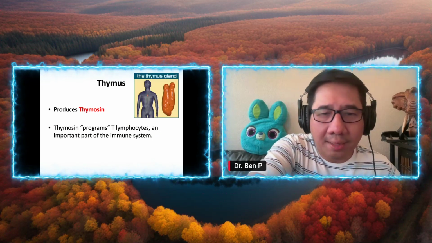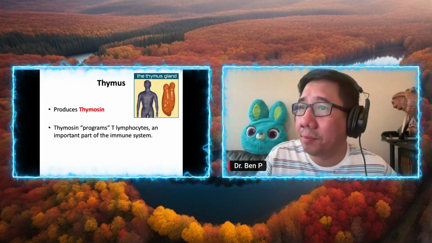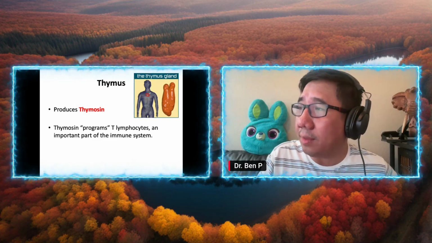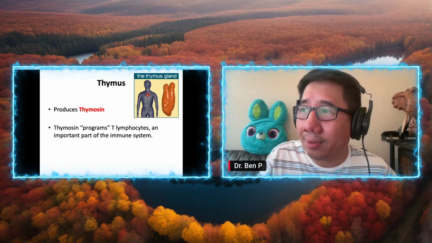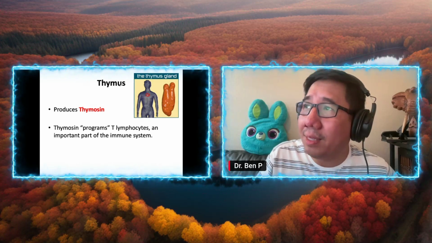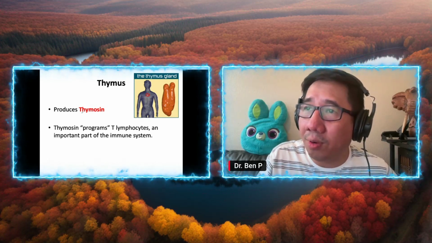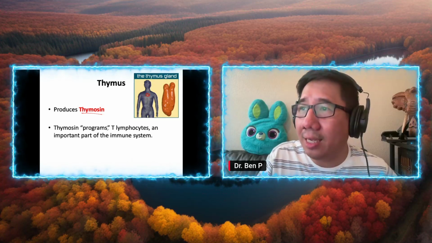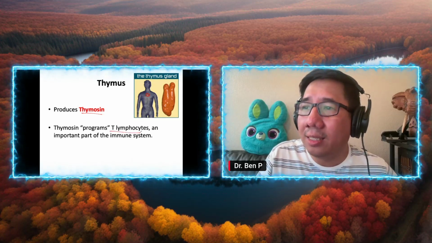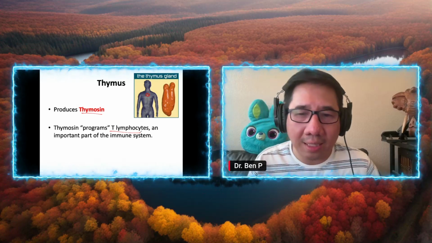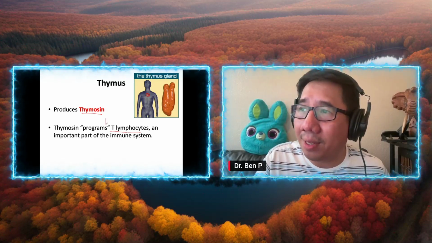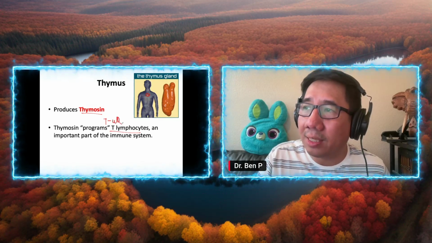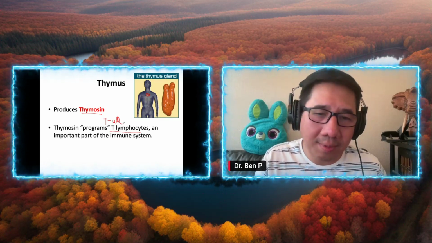So, next slide. Okay, so the thymus. The thymus is right here by your heart, a little fat pad by your heart. The thymus produces a hormone called thymosin. Thymosin helps raise your immune system, helps raise something called T cells. We're going to talk about that more once we get to the immune system. But just know for now, thymosin from the thymus.